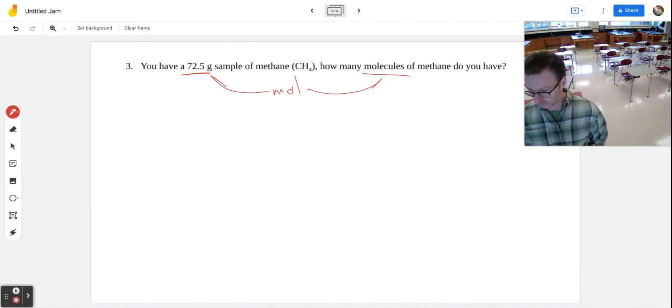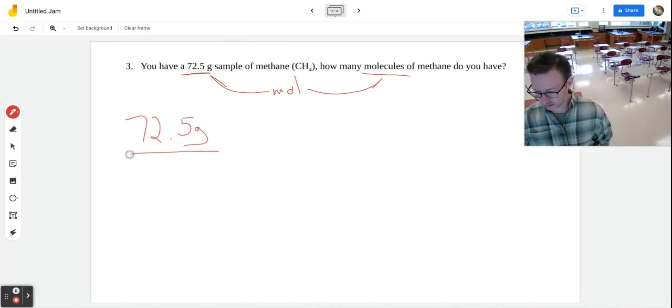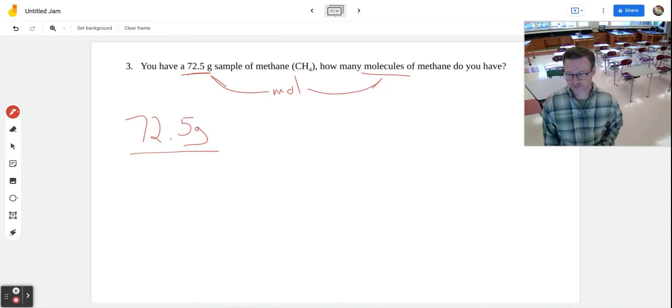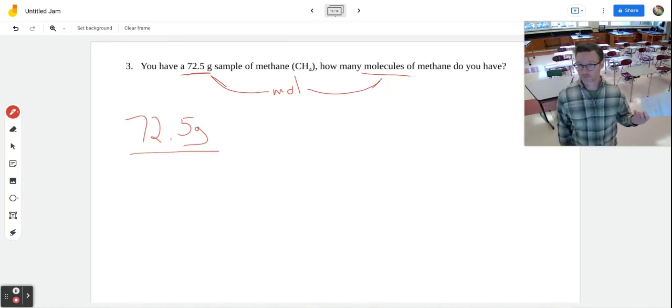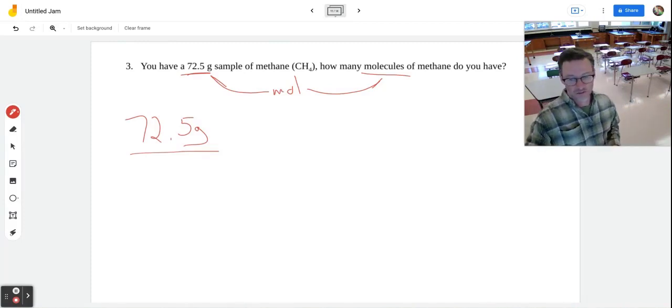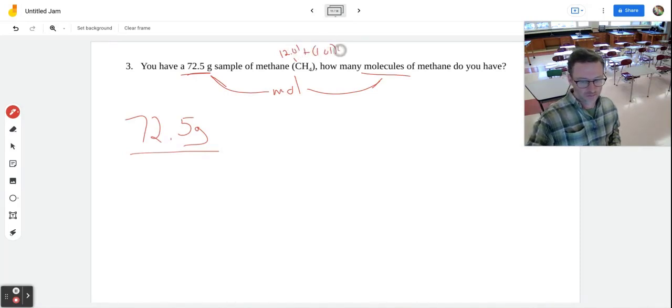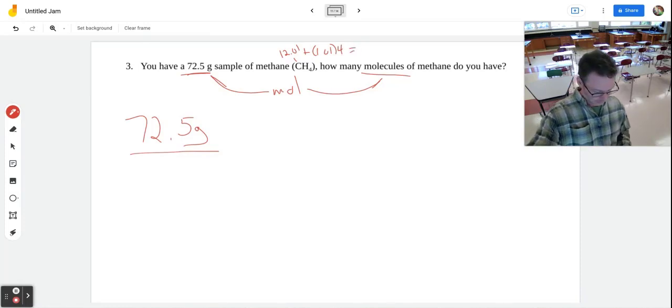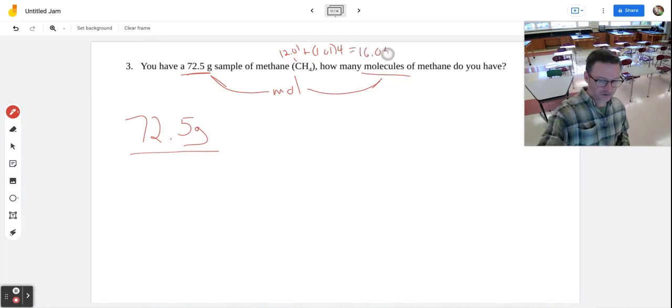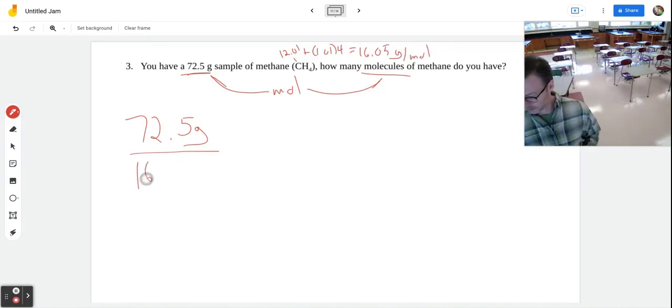So I'm going to show you both steps individually. You could actually set this up as one dimensional analysis problem. So 72.5 grams convert to moles. How do we do that? Take the amount of grams you're given, divide it by the molar mass, which in this case would be 12.01 plus 1.01 four times, which equals 16.05 grams per mole. Put that down here.